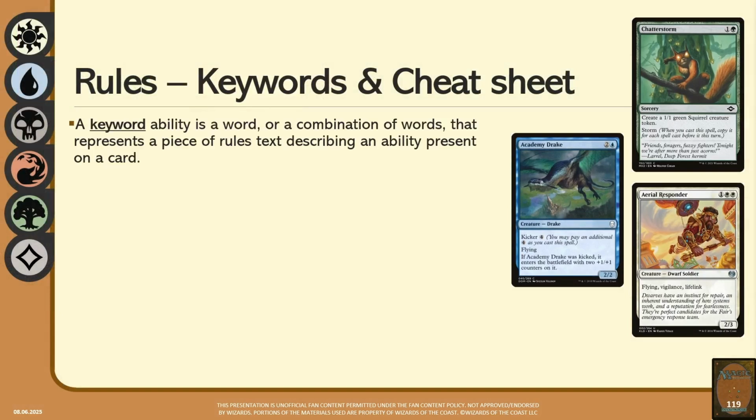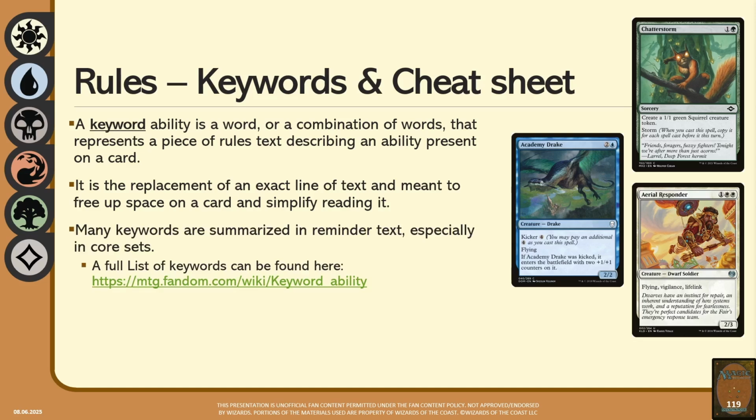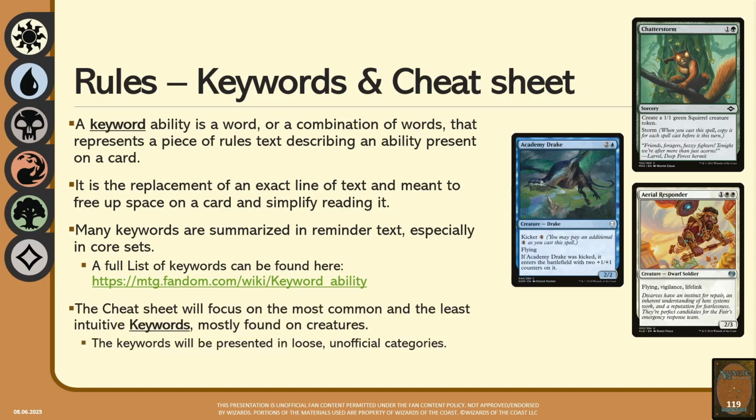A keyword ability is a word or a combination of words that represents a piece of rules text describing an ability present on a card. It is the replacement of an exact line of text and meant to free up space on a card and simplify reading it. Many keywords are summarized in reminder text, especially in core sets. A full list of keywords can be found here. This cheat sheet will focus on the most common and the least intuitive keywords, mostly found on creatures.